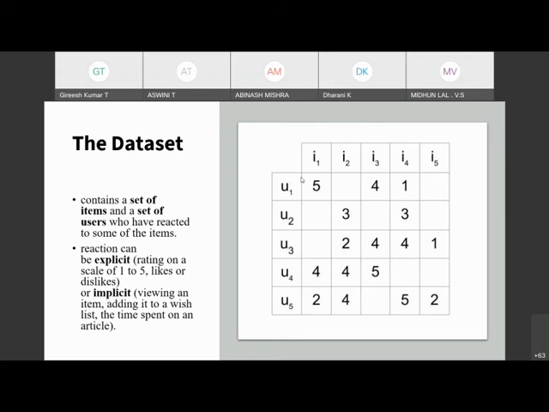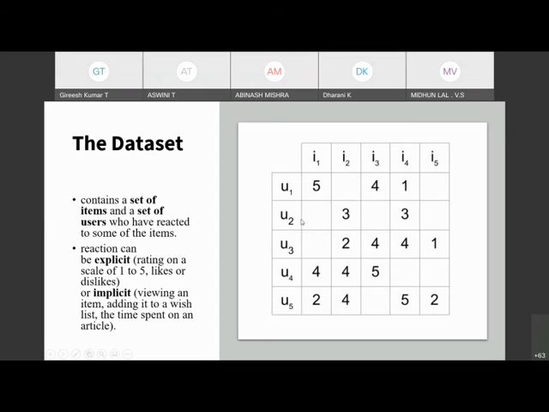So for user 1, he has given 5 stars to item number 1. Item number 2 is not reviewed. Item number 3 he reviewed and gave a very nice feedback, 4. Item number 4 he didn't like, so he gave 1 star. And item number 5 is not reviewed.